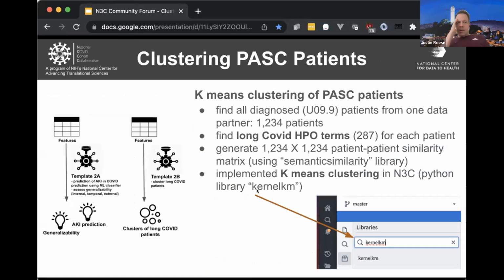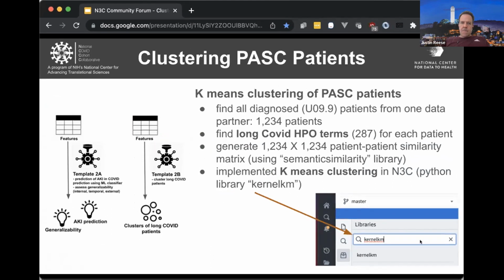So then to cluster the patients, we use k-means clustering. So specifically, we'll find all the diagnosed U09.9 patients. We're not using long COVID clinic attendance here. And then for one data partner, we found 1,234 patients. We find all their long COVID HPO terms. This is leveraging work that Peter and Melissa and others did to identify what HPO terms we should be looking for in long COVID patients.